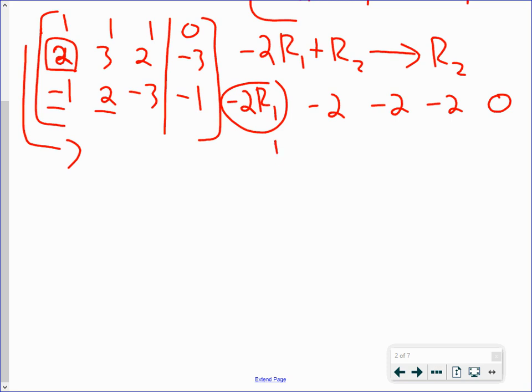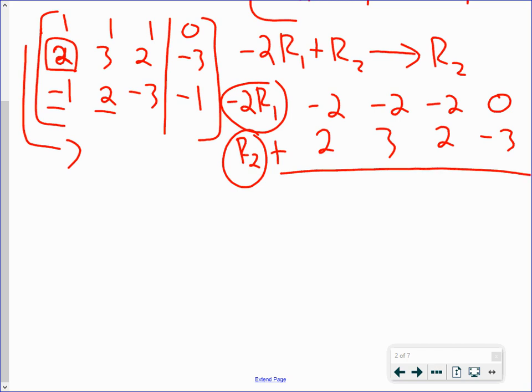I'm going to add that with R2, just regular row 2. Row 2 is 2, 3, 2, and -3, right? I'm just taking the entries of each matrix, putting them to the side, and adding them together in columns like this. So -2 plus 2 is 0. -2 plus 3 is 1. -2 plus 2 is 0. And 0 plus -3 is -3. So this right here is my new row 2.